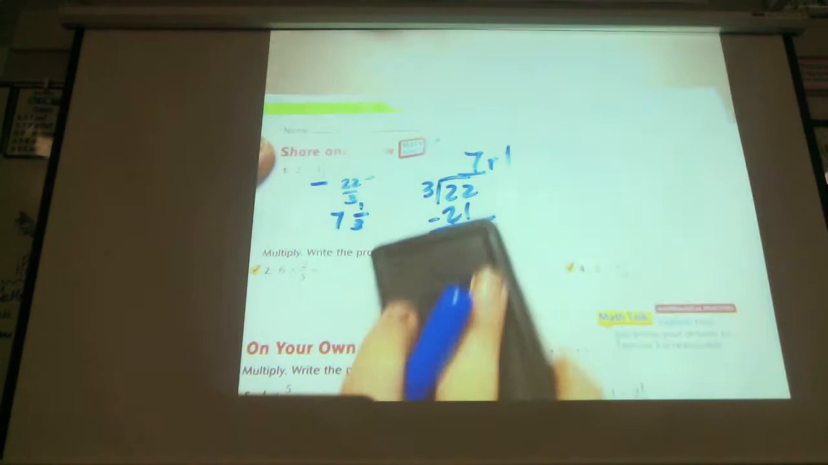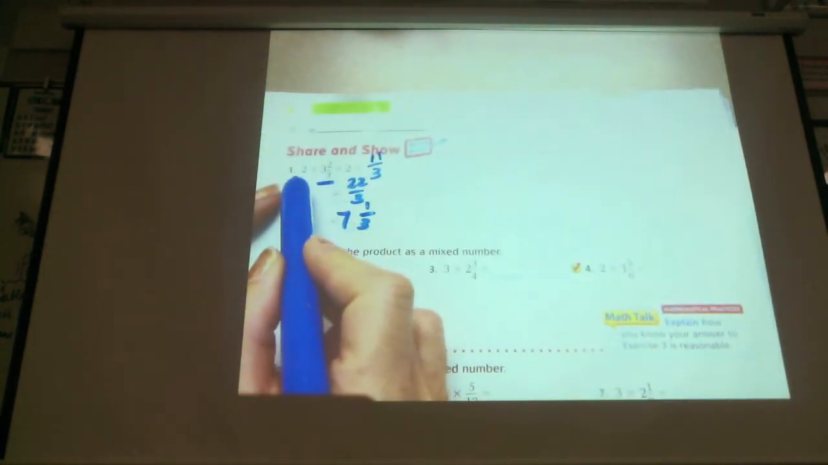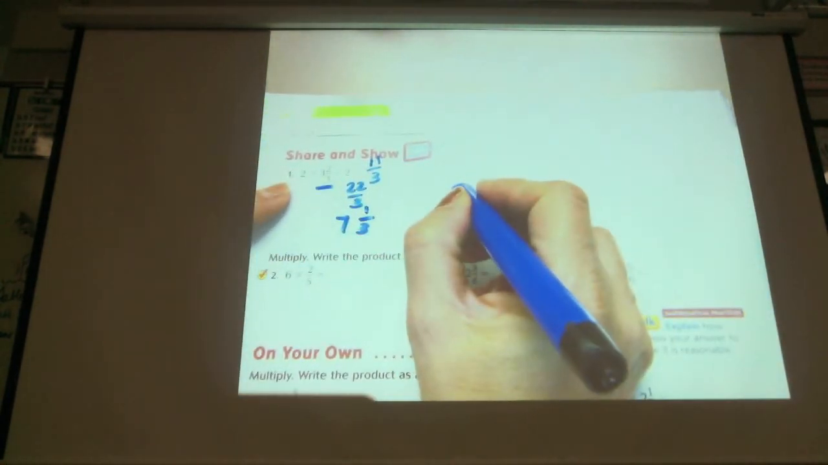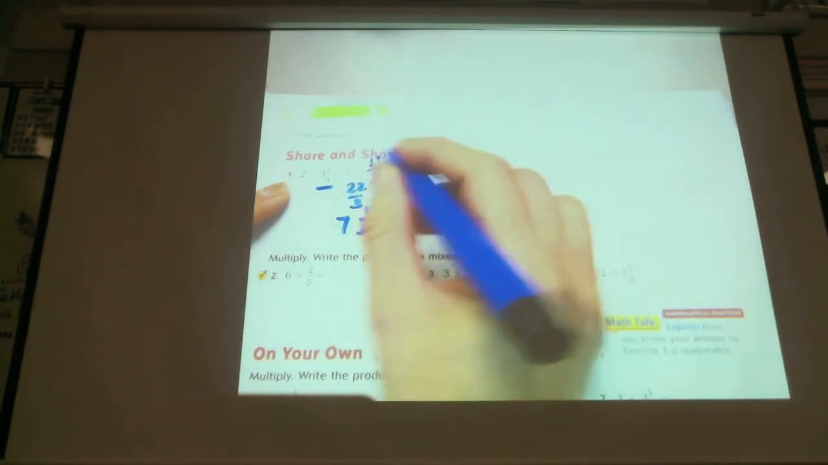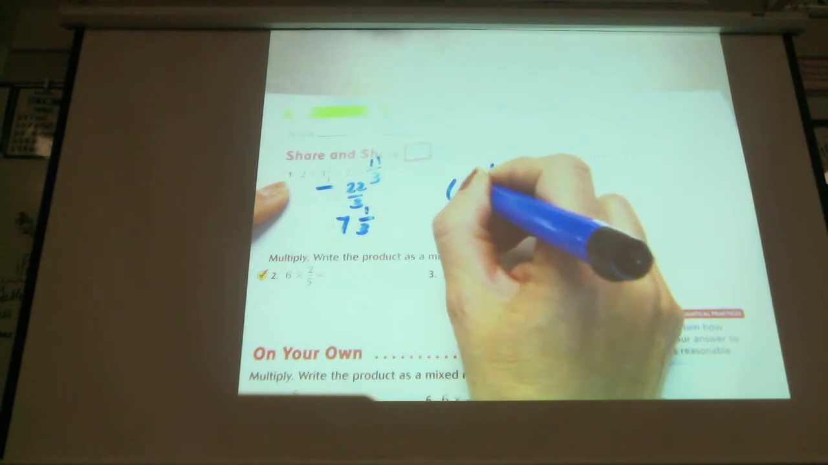Okay, the other way we could do this is 2 times 3 is what? 6. 2 times 2/3 is 4/3.